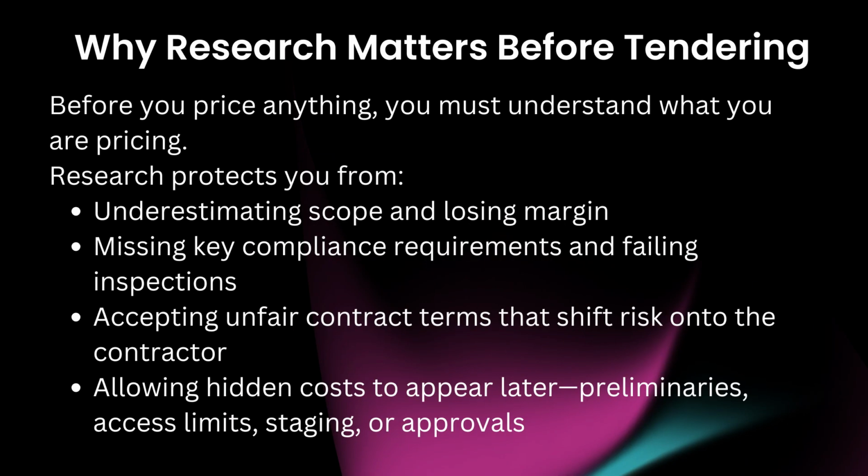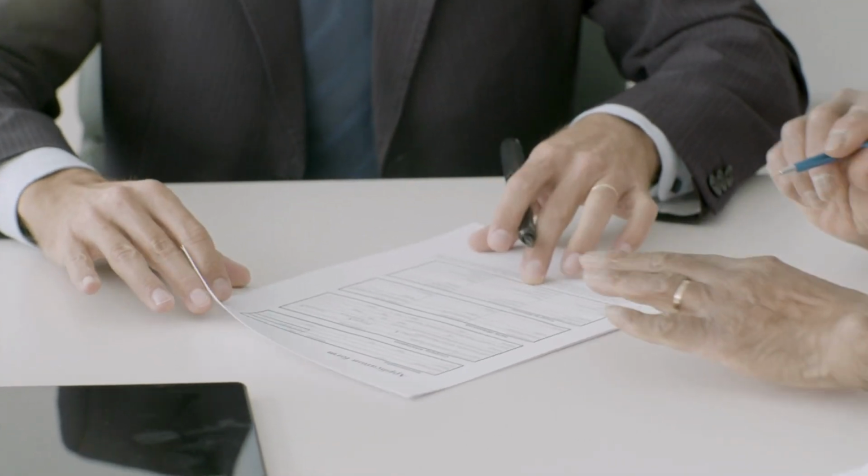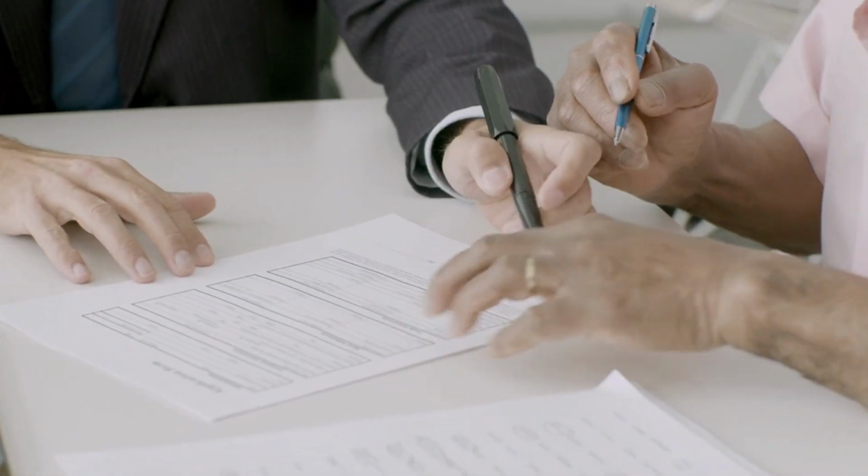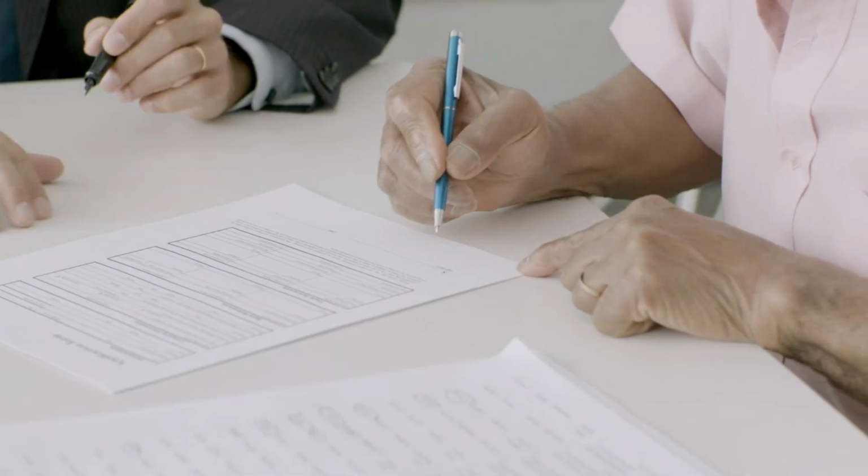Why research matters before tendering. Before you price anything, you must understand what you are pricing. Research protects you from underestimating scope and losing margin, missing key compliance requirements and failing inspections, accepting unfair contract terms that shift risk onto the contractor, allowing hidden costs to appear later: preliminaries, access limits, staging, or approvals.